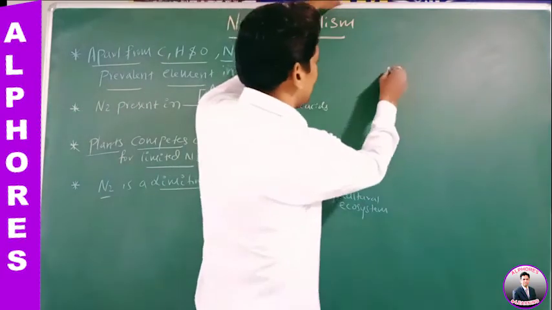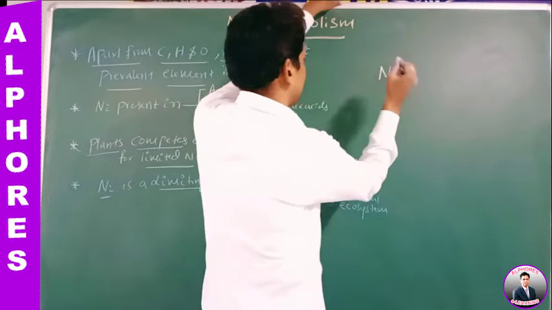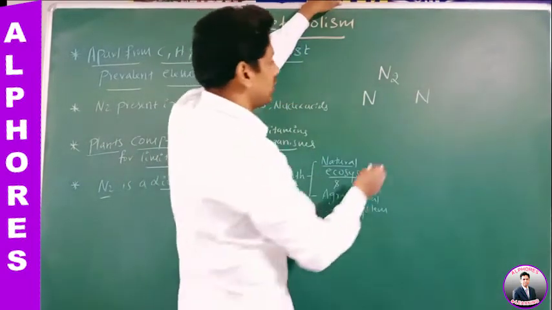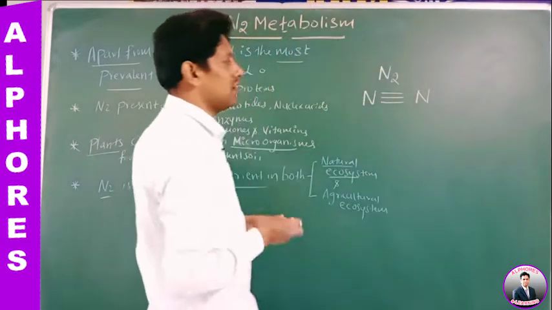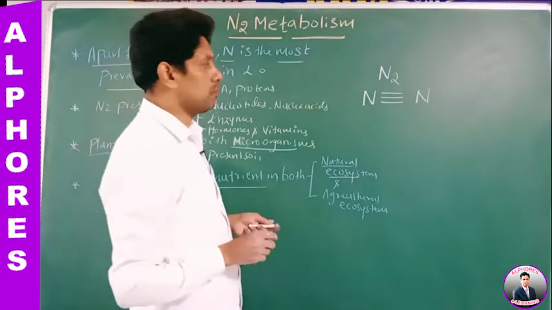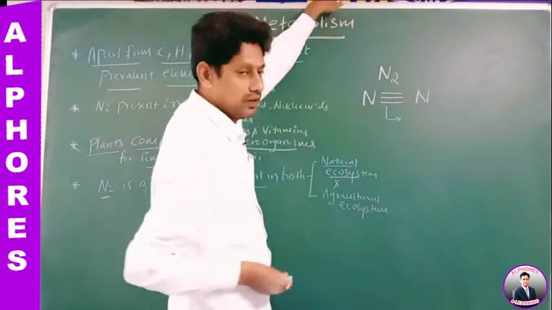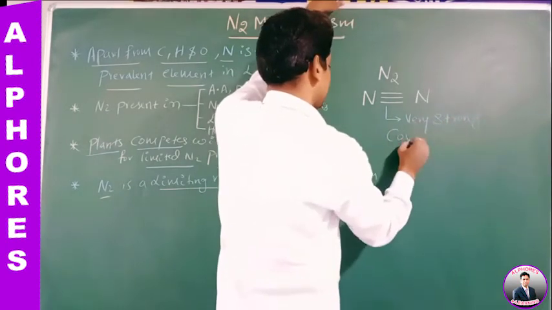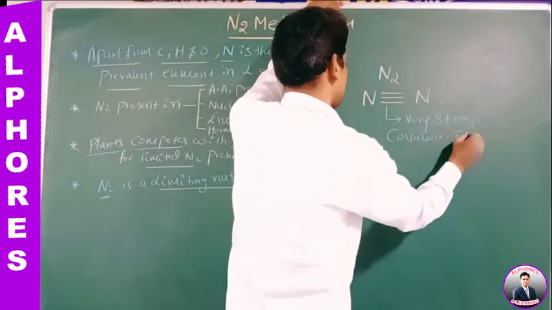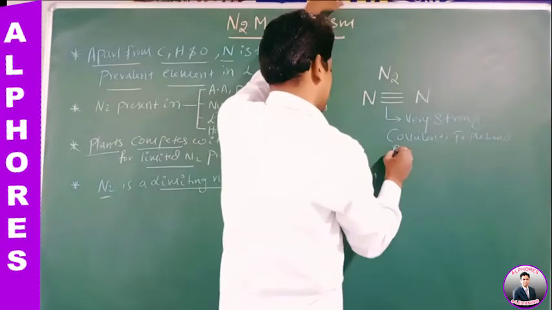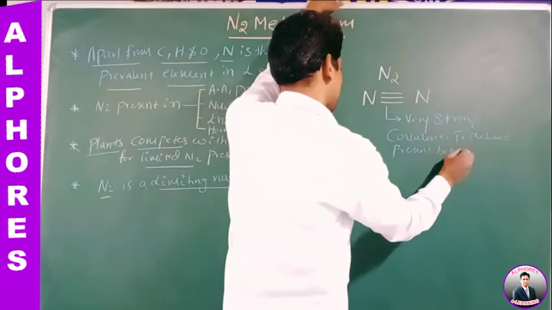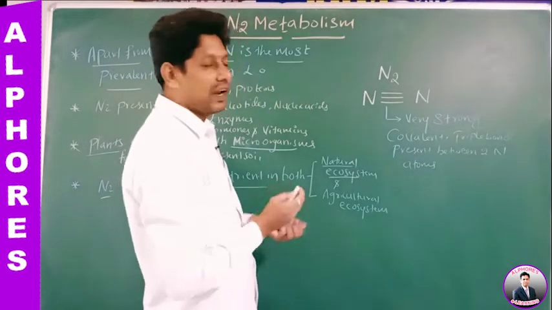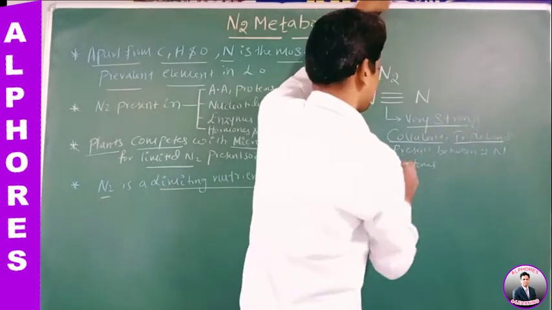If you see nitrogen, N2, how many nitrogen atoms does it have? 2 nitrogen atoms. In between these 2 nitrogen atoms, a very strong covalent triple bond is present. Very strong covalent triple bond present between 2 nitrogen atoms. Therefore, in between 2 nitrogen atoms, a very strong covalent triple bond is present.